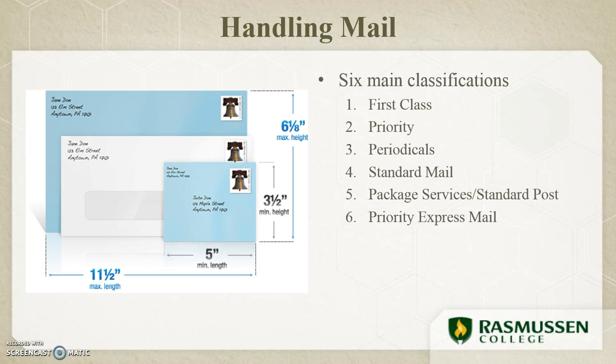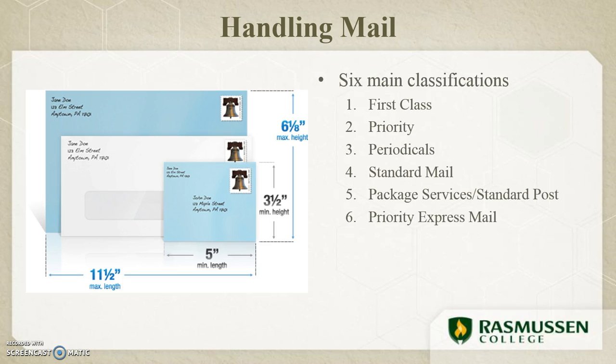Periodicals are newspapers or periodicals, magazines, that have received second-class mail, and these are typically things that are mailed to the general public. Standard mail is things such as advertisements, circulars, newsletters, small parcels, and merchandise.